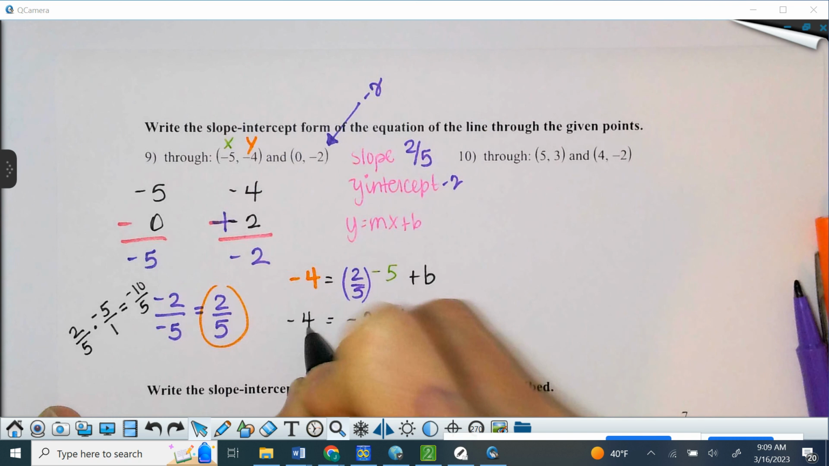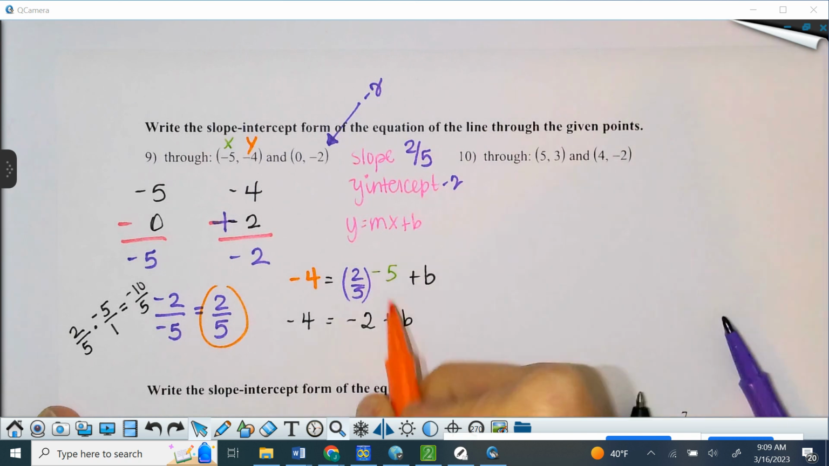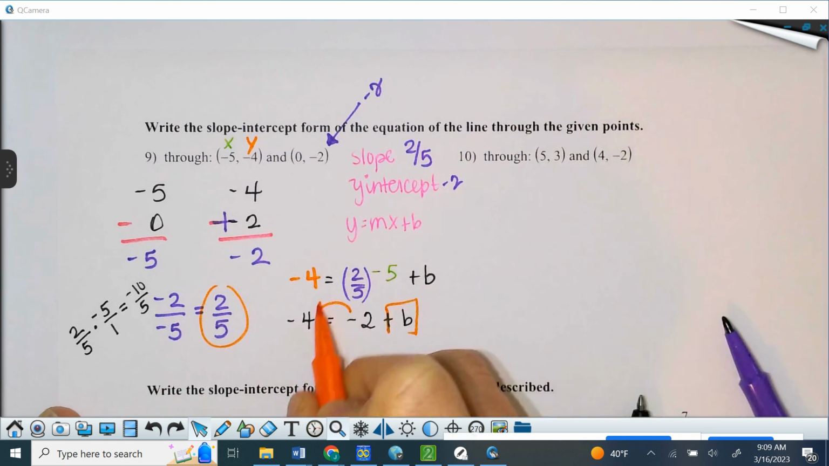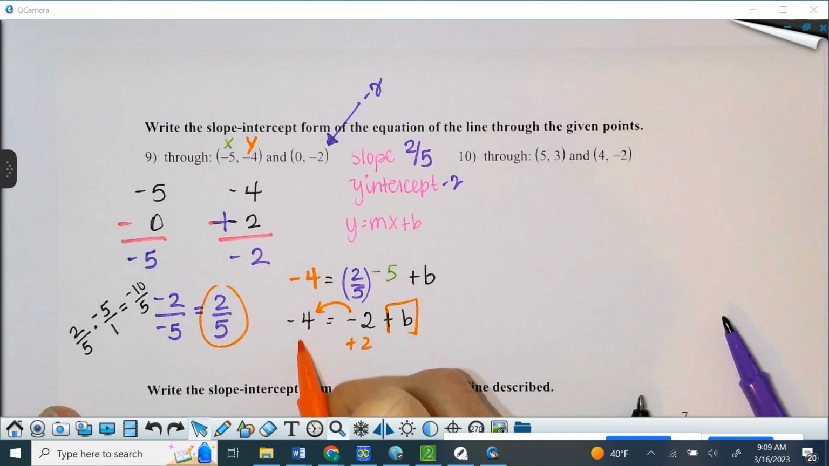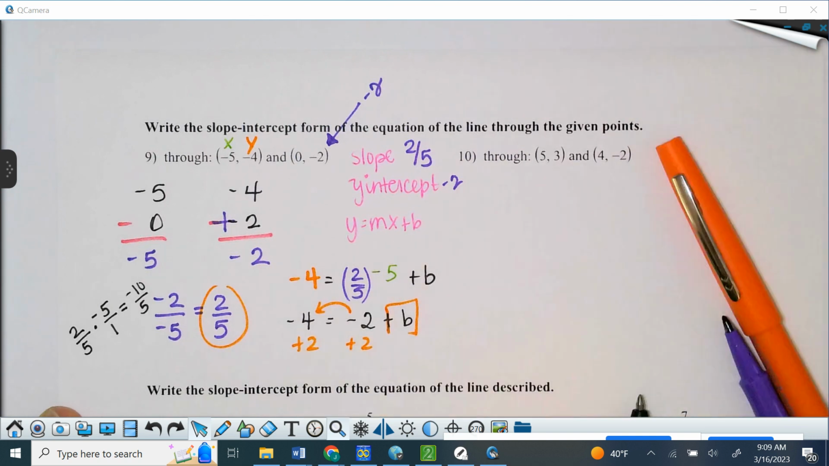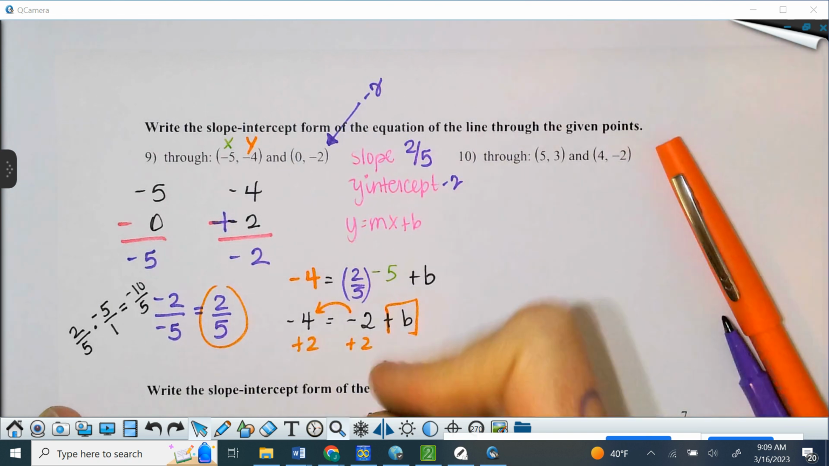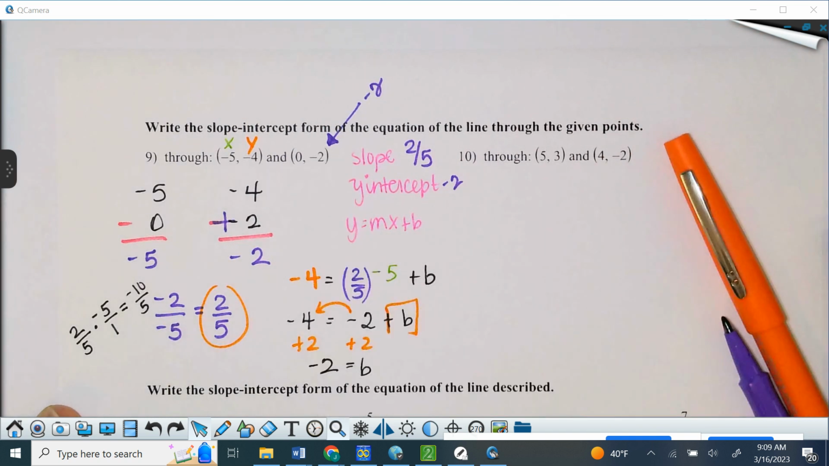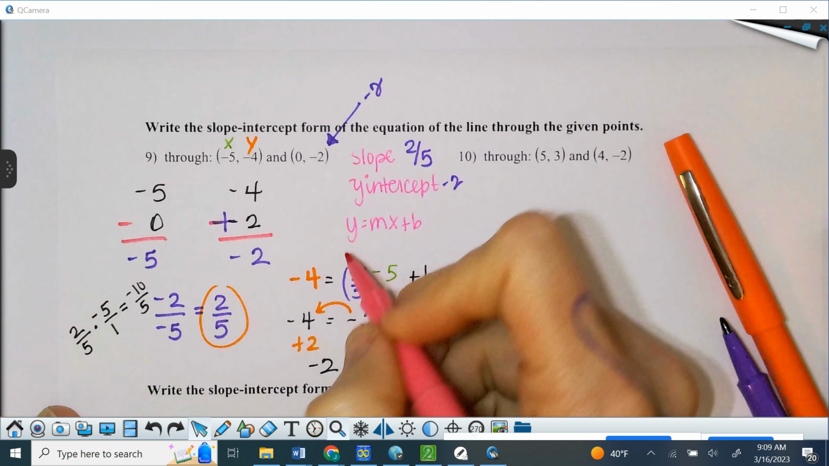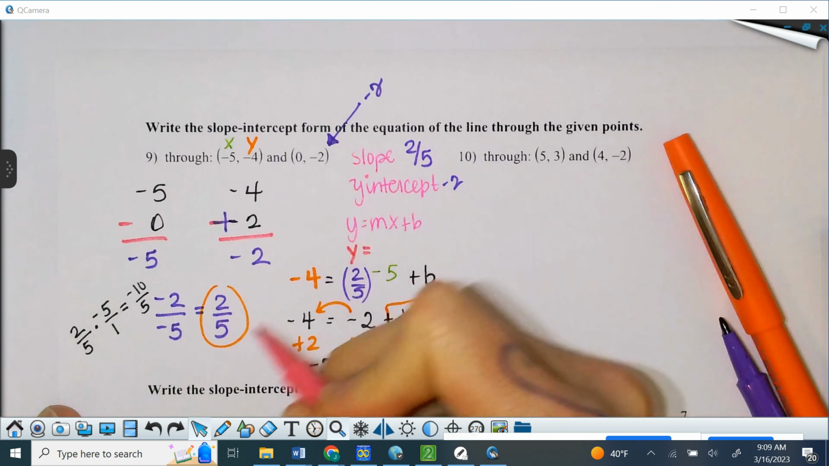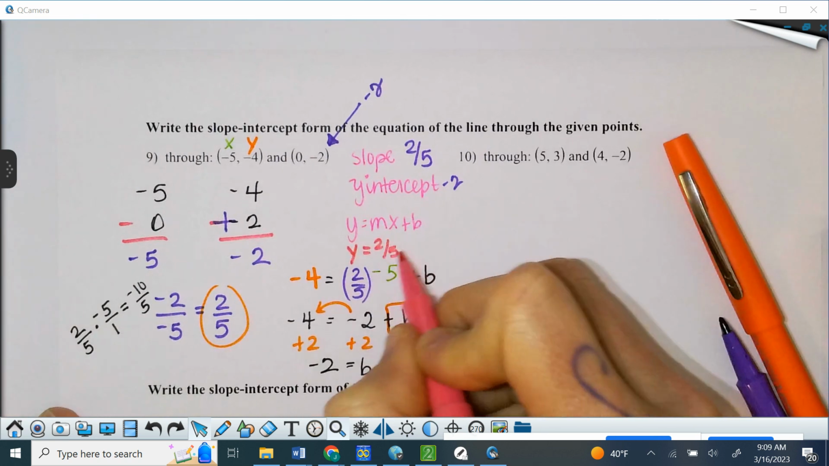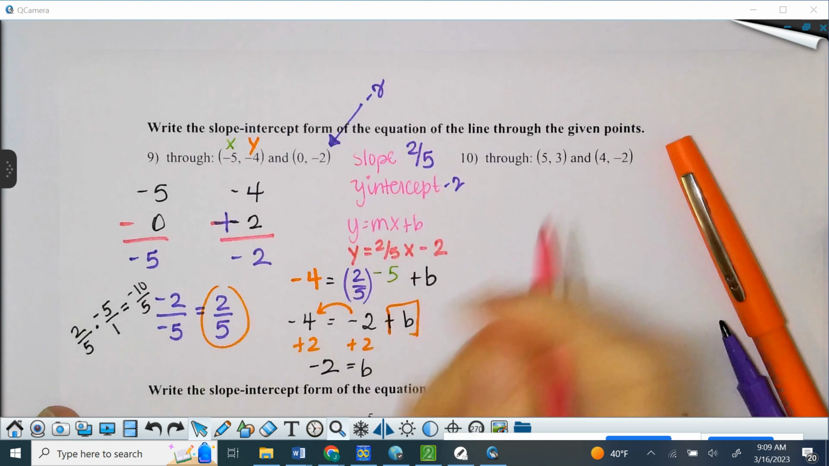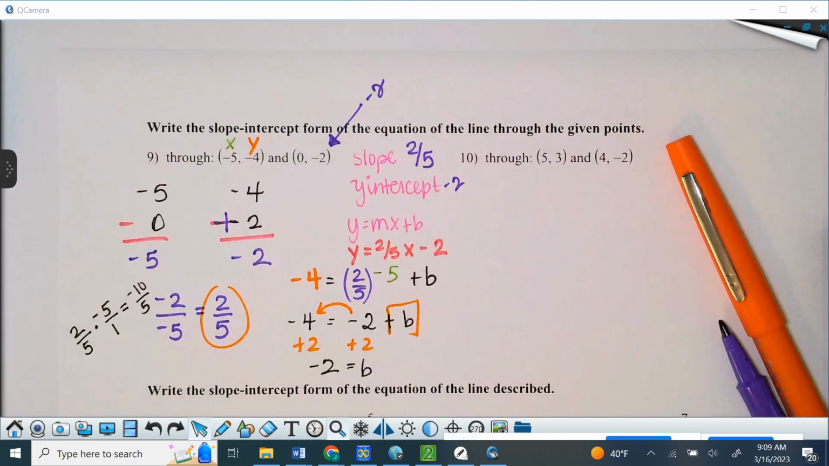We want to get b by itself. That -2 needs to cross over to the other side, so we're going to add it to use its inverse to get rid of it on the side with the b. And b equals -2, which we already knew, but now we have the y. So y equals, our slope is 2 over 5, x minus 2, because of our y-intercept being a -2.